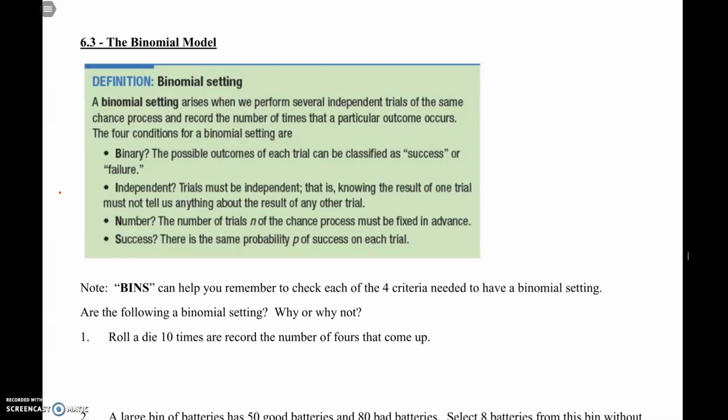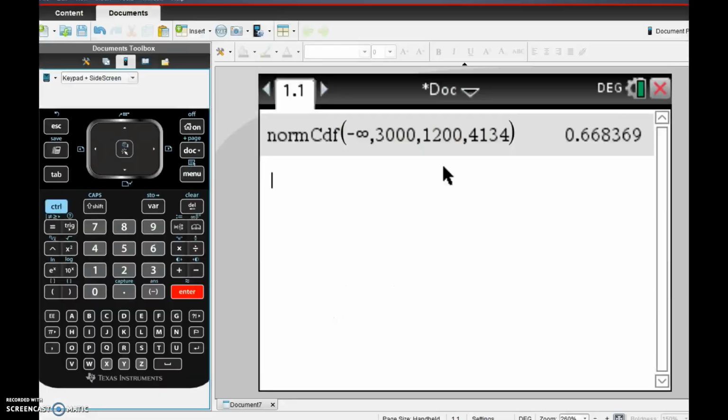Right, the last section, chapter 6, section 6.3, is dealing with the binomial model and actually also, to a lesser extent, the geometric model. These are specific, special discrete models that occur often and have some special formulas, and we handle them differently, just to let you know.